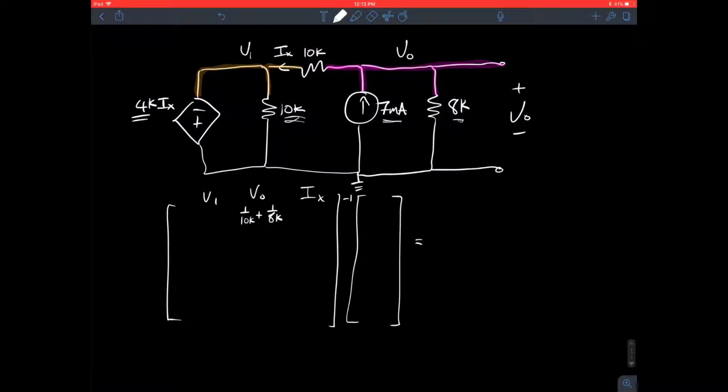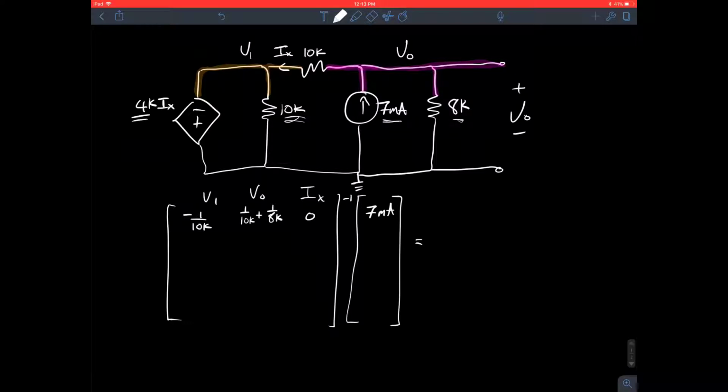And so if you look at the constants here, there's a 7 milliamp going in, and as we know, when you have 7 milliamps going in, you flip it to the other side of the equation, and it goes from a negative to a positive. Okay, then if you look at everything connected to V0, there's a V1 connected to it, and that's just going to be negative 1 over 10. Okay, and in terms of IX, there's nothing for us to define there.